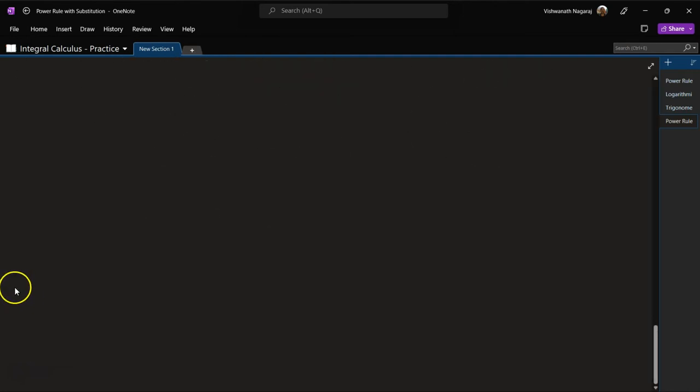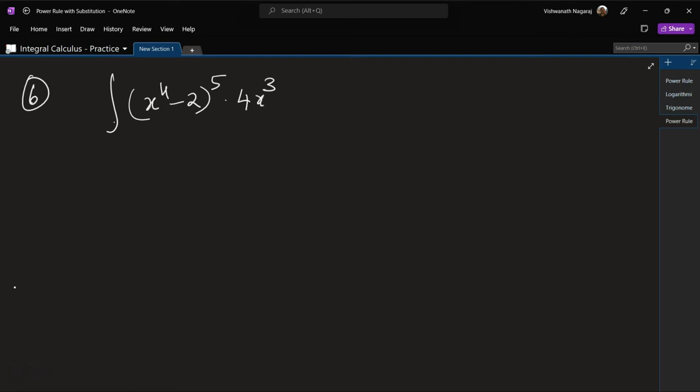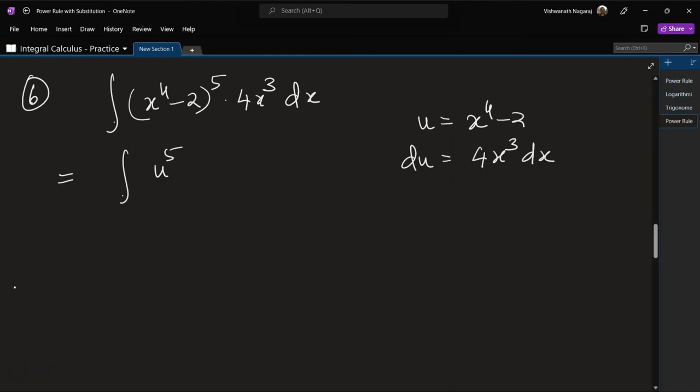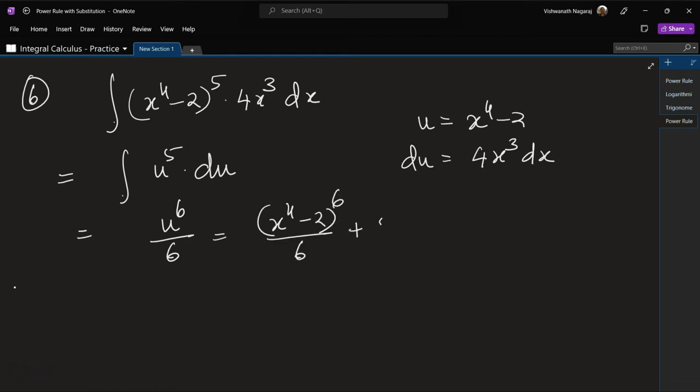Okay, sixth one, integral of (x^4 - 2)^5 times 4x^3 dx. Okay, so u is x^4 - 2. Du is equal to 4x^3 dx. So this becomes u^5 times du. So after integrating, we get u^6 by 6, which becomes (x^4 - 2)^6 by 6 plus c.